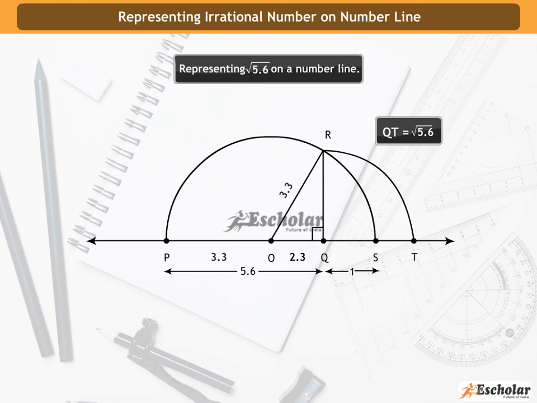Using the Pythagoras theorem in triangle OQR, QR square is equal to OR square minus OQ square, which is equal to 3.3 square minus 2.3 square. Finally, reducing this, we get QR is equal to the square root of 5.6. You remember that in constructing the arc, QR is equal to QT. Thus, we justify the construction.